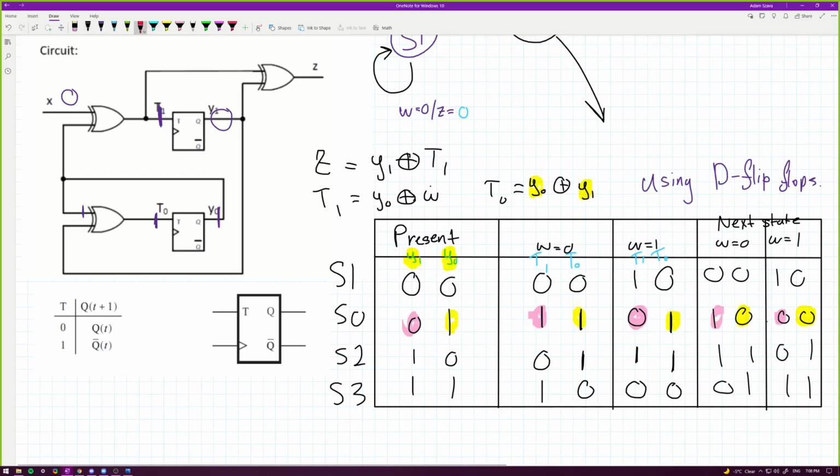And that's, again, because what we're representing is that here, since both of these present states are 1, that means the T flip-flop will flip both of the bits, right? The T flip-flop will flip both of the bits here. Yeah, right, this does make sense to me. I don't know if it's right, but this makes sense.